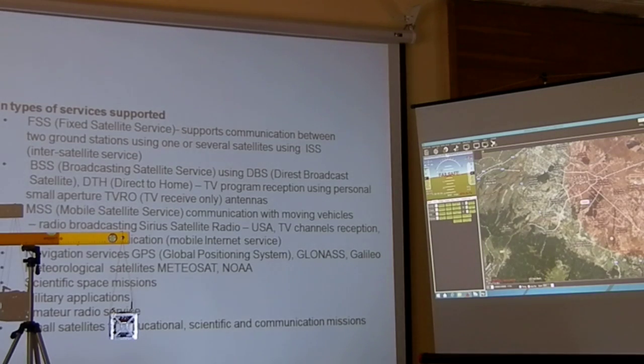Amateur service. A lot of satellites are used for amateur service. These are small satellites, as you saw in the previous lecture, which are used for educational, scientific and communication purposes.